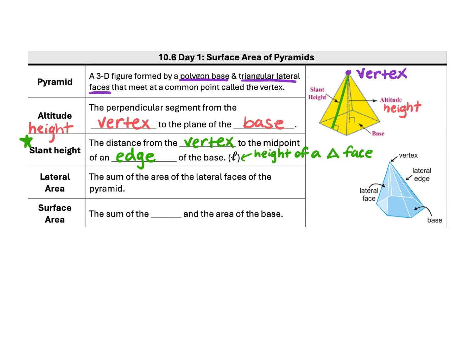And then our final two terms here are review. The lateral area is going to be the sum of the area of the lateral faces, which in the case of a pyramid, the lateral faces are all triangles. So it's going to be the sum of the triangles. And then the surface area is the sum of the lateral area and the area of the base. As we did earlier this chapter, we will abbreviate lateral area with LA and surface area as SA.